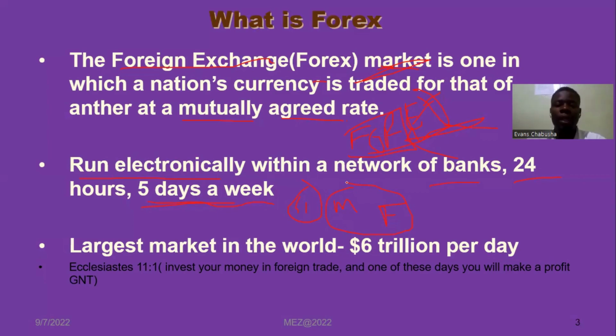Since it is electronic, it has no physical location. It has the capacity to expand and cover the entire part of the world, because it has no physical location. Anyone can access it online. No wonder it is the largest market in the world, and it trades $6 trillion per day. This is a very large market. $6 trillion is not money to joke with. So if you know how to tap in, you can be getting your share in this $6 trillion which is traded per day.